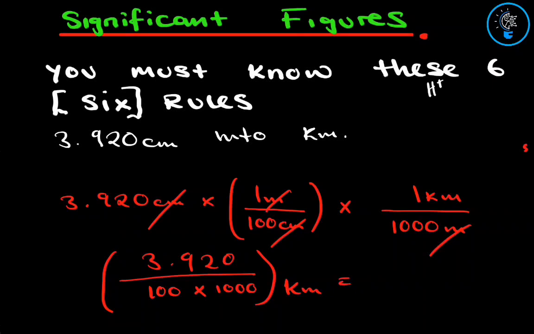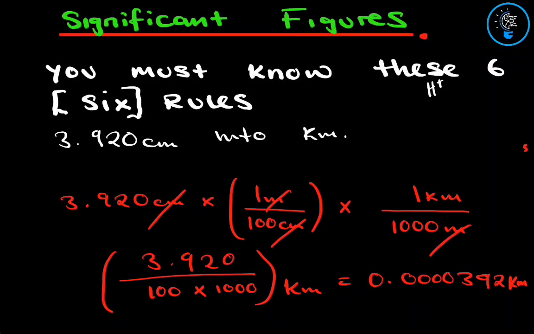So let's do that on our calculator. When you punch this into your calculator, you need to get the value 3.92 times 10 to the power negative 5. But I want to write it as a decimal number, so I will write it as 0.0000392. Yeah, let's write it that way. So you're going to get this one as your solution, kilometers, by the way.